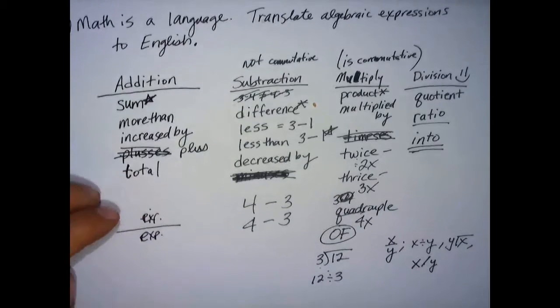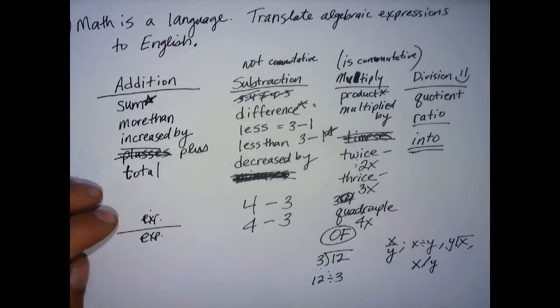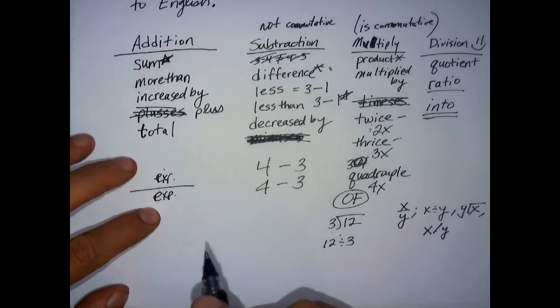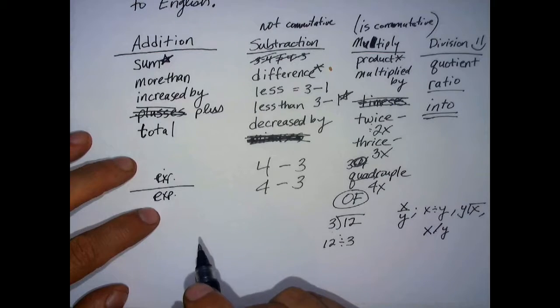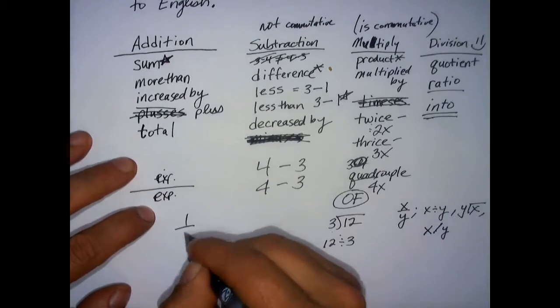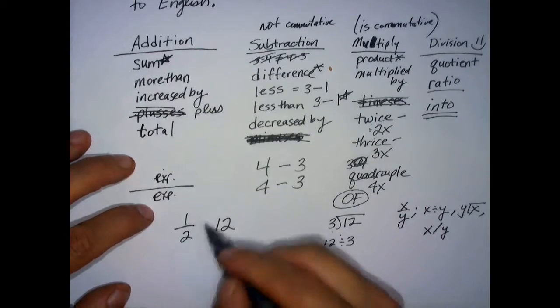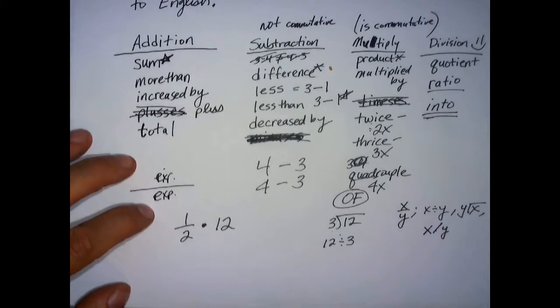Of, and you say, well, how can "of" be multiply? Well, it's actually used more than you think. I'm going to use some examples that we're not going to cover yet, we'll get to fractions pretty soon, but half of 12. How do you find half of 12? You multiply them. Half of 12 is 6.